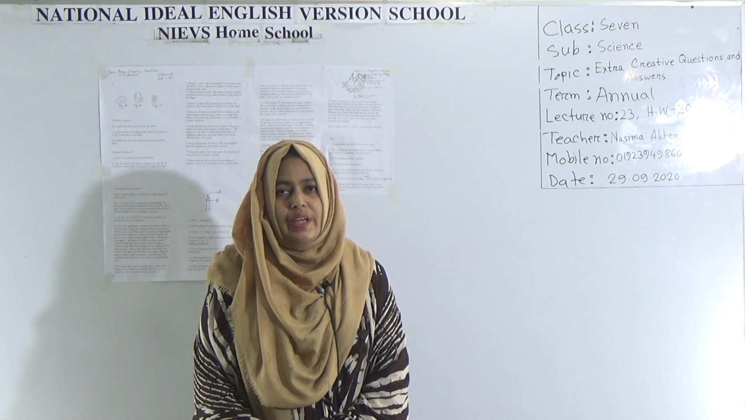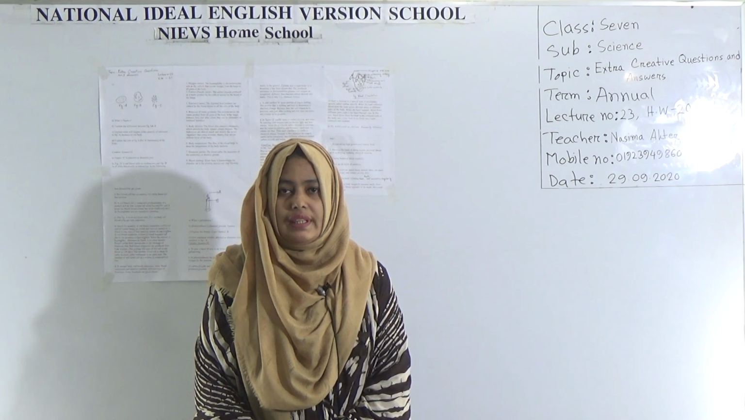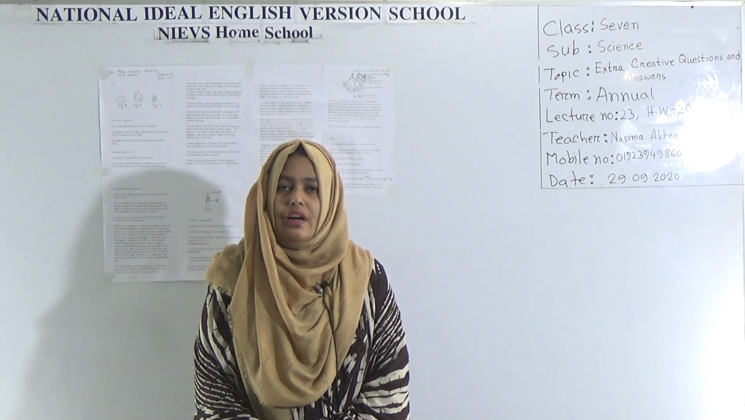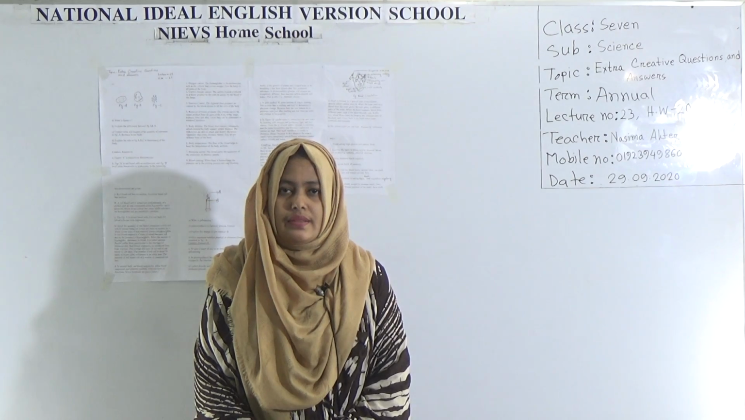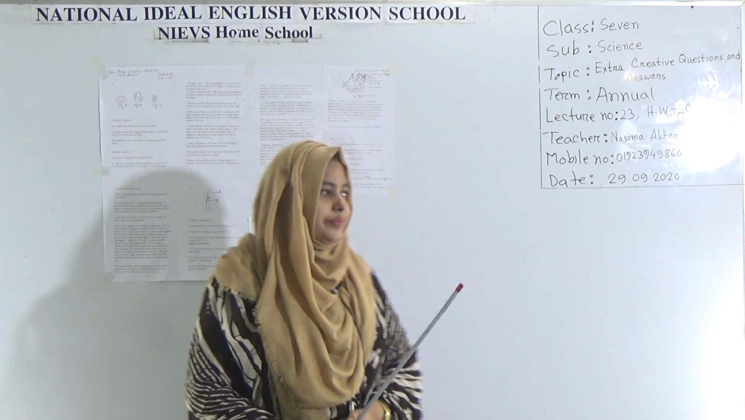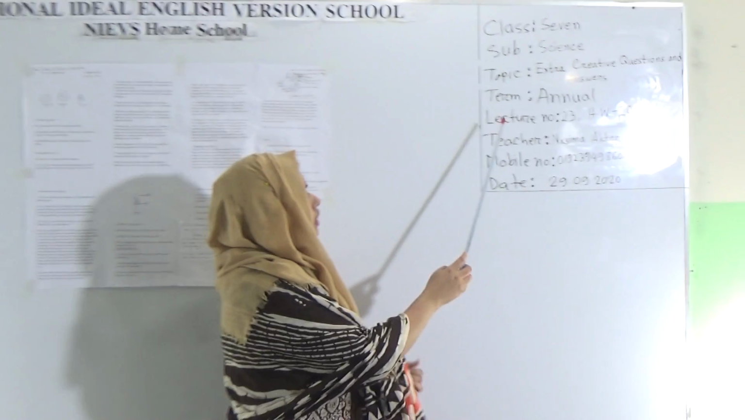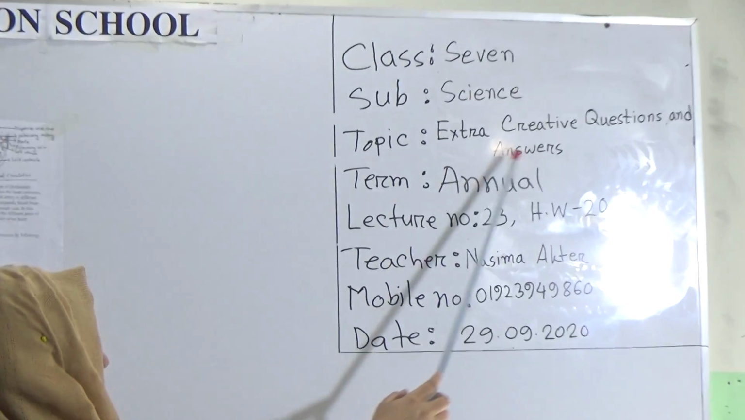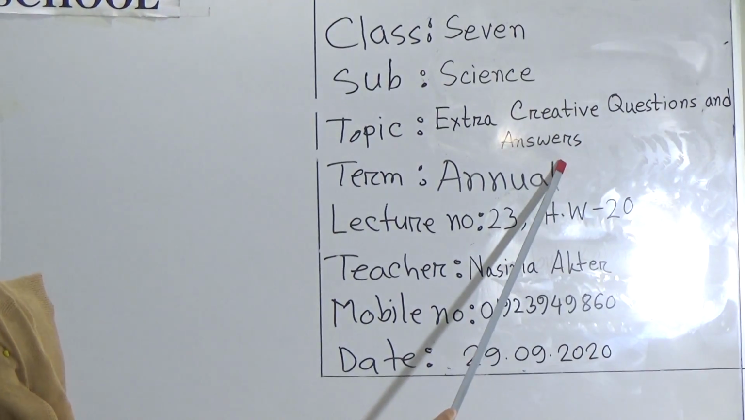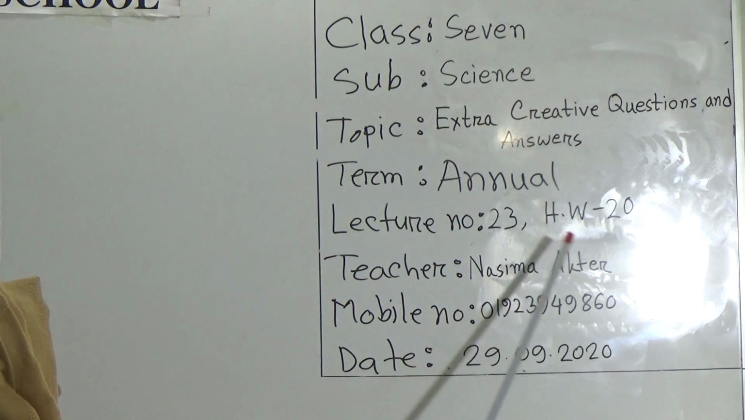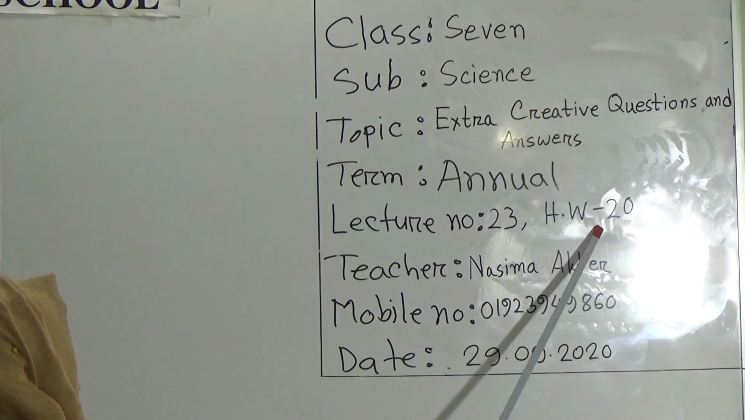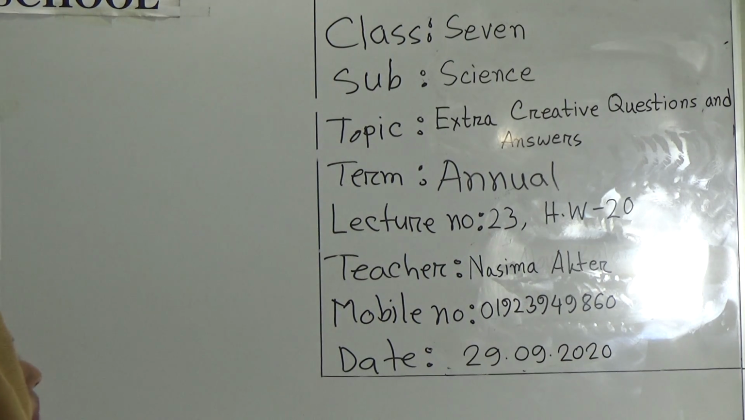Dear student, today I am going to take a science class for class 7 students. Our today's topic is extra creative questions and answers. This is lecture number 23, and I will give you homework. Our homework number will be 20. So dear student, let us start today's class.